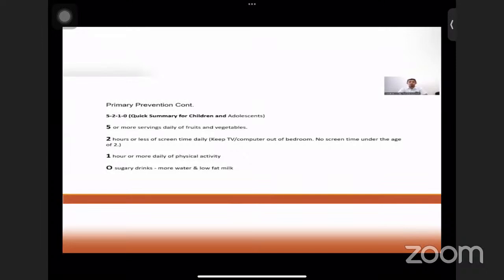5 or more servings daily of fruits and vegetables. 2 hours or less of screen time daily. Keep TV and computer out of the bedroom. No screen time under the age of 2. 1 hour or more daily of physical activity. 0 sugary drinks, with more water and low-fat milk.